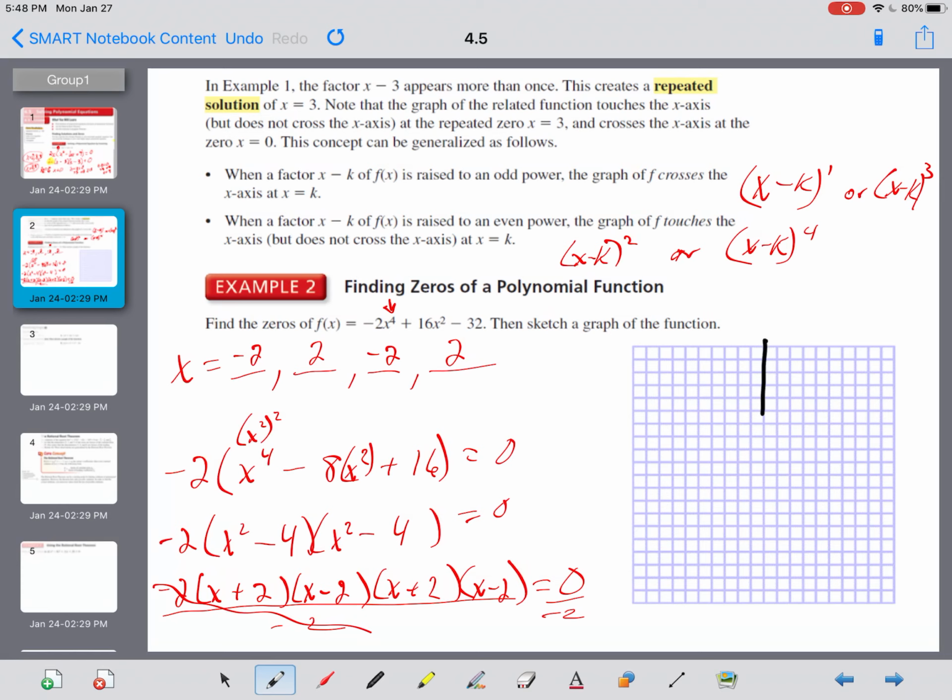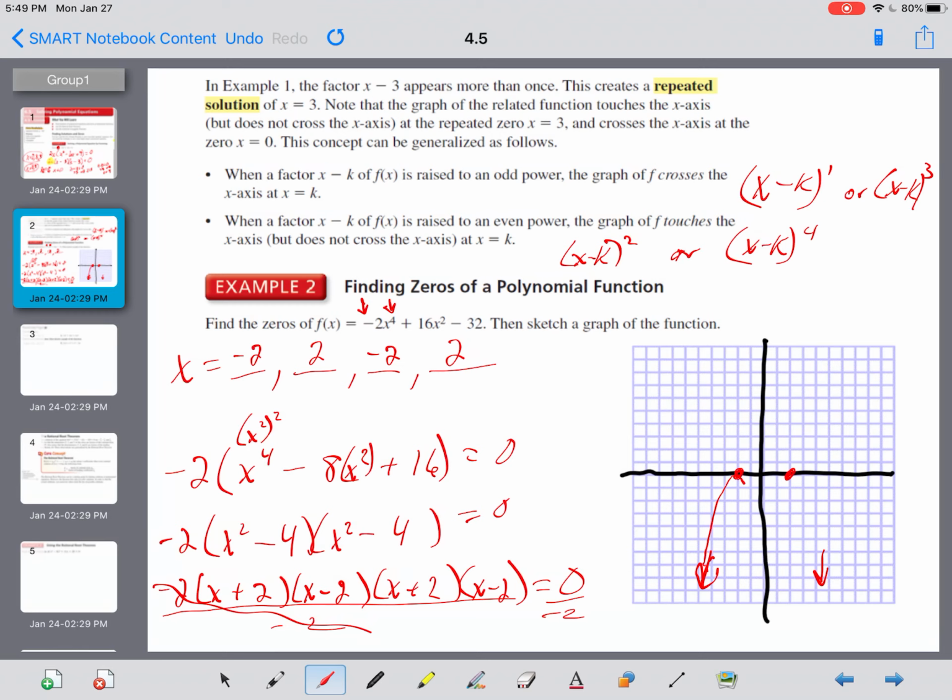So if we were to sketch it, which we don't really have to, we do know that when x is negative 2 and when x is positive 2, it's going to just kiss the graph. If we look back at our original, it's a negative leading coefficient, so that means it points down on the ends, so we know it goes down this way some way. So most likely it comes up here, does this.